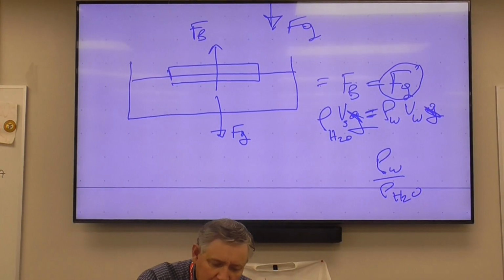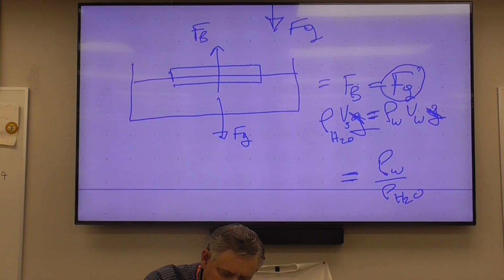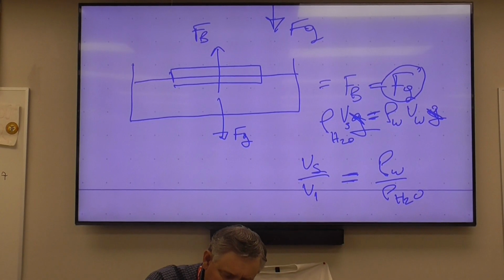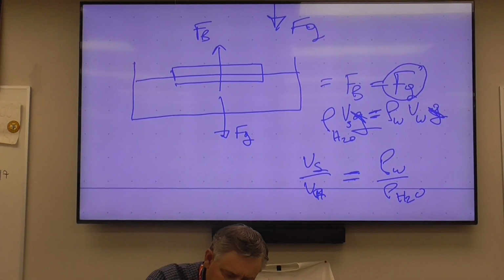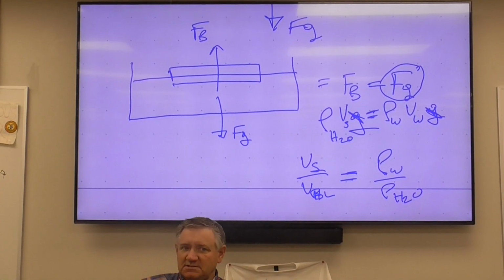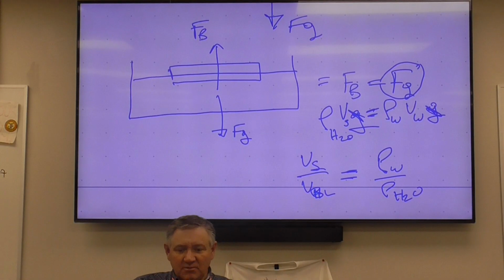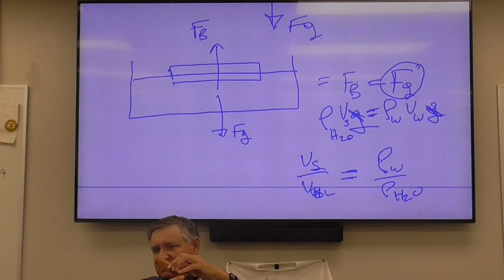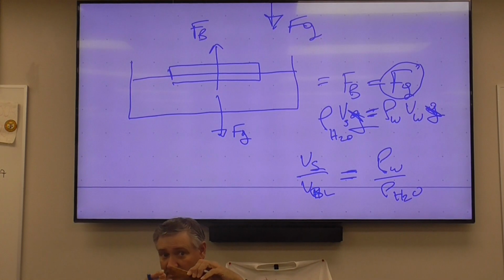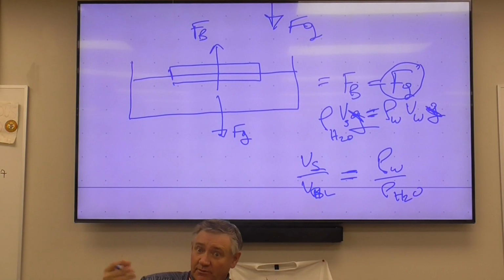Now, I'm gonna do the same thing. I'm gonna take the volume that's submerged and divide that by the total volume of the block of wood. Will that get me a number less than 1? Yes, because I only have a portion of this that's submerged, right? And the entirety of the volume.